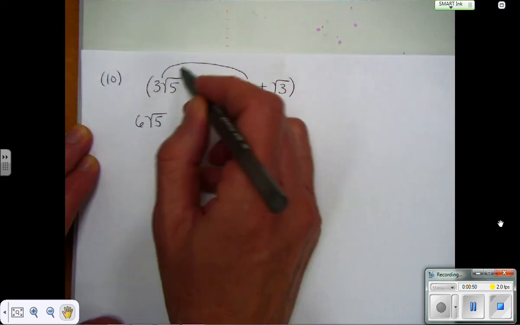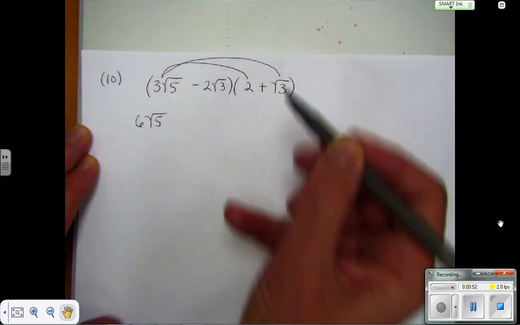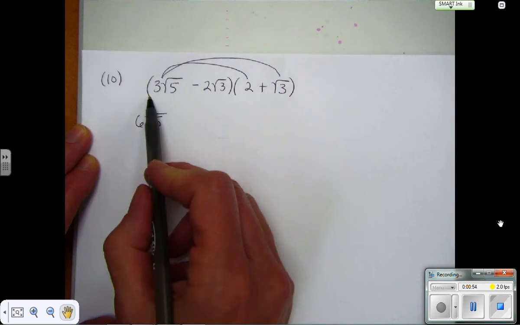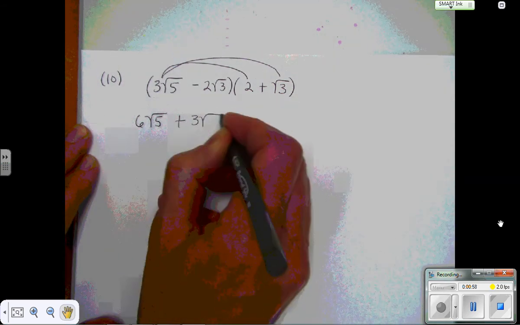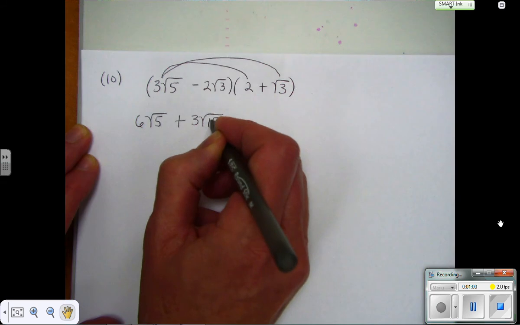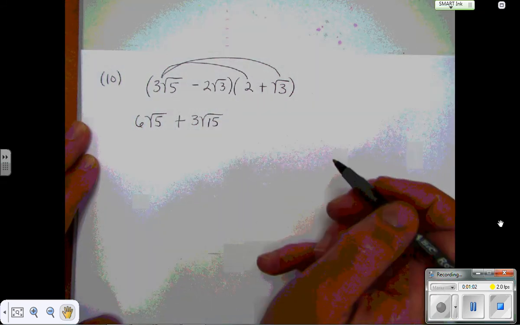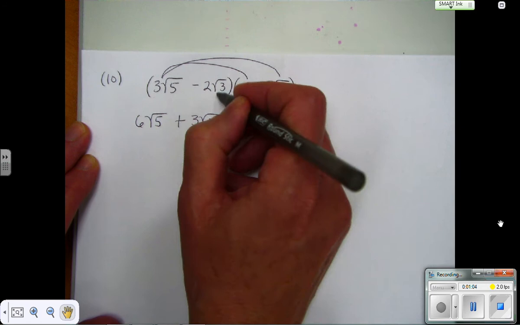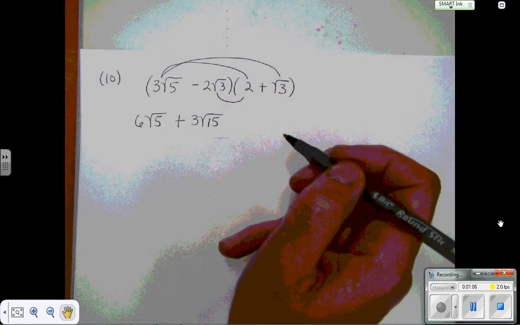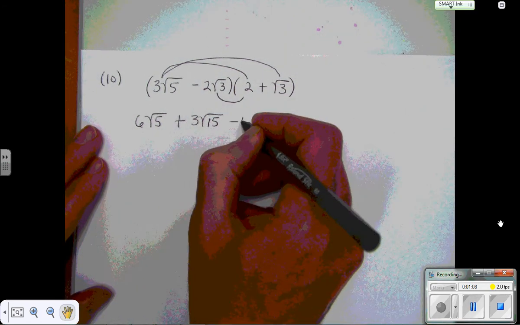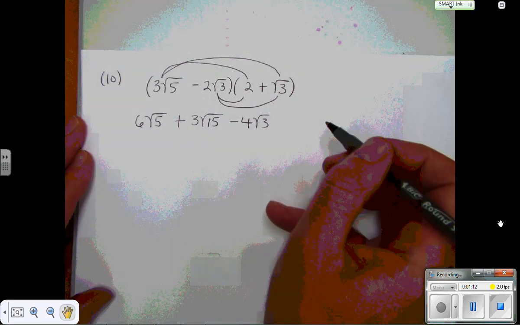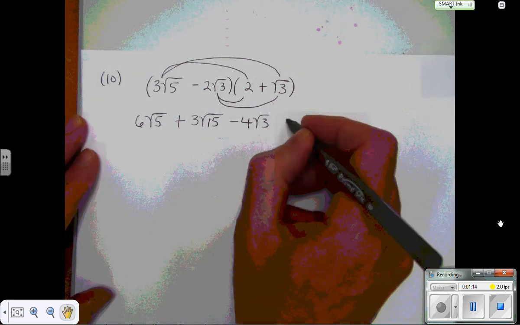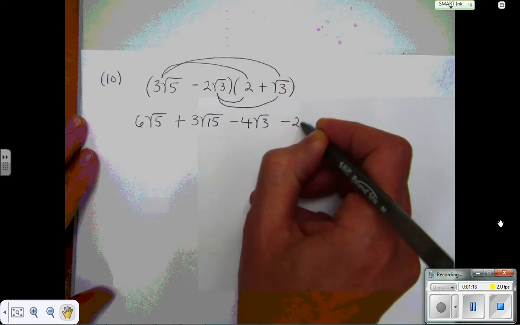Now I'm going to do my outer terms. 3 radical 5 times radical 3, so that's plus 3 radical 15. They're both in the same index, so I can multiply the radicals together. Now I'm going to multiply my inner terms. Negative 2 radical 3 times 2 is negative 4 radical 3. And my last terms, negative 2 radical 3 times radical 3, negative 2 radical 9.